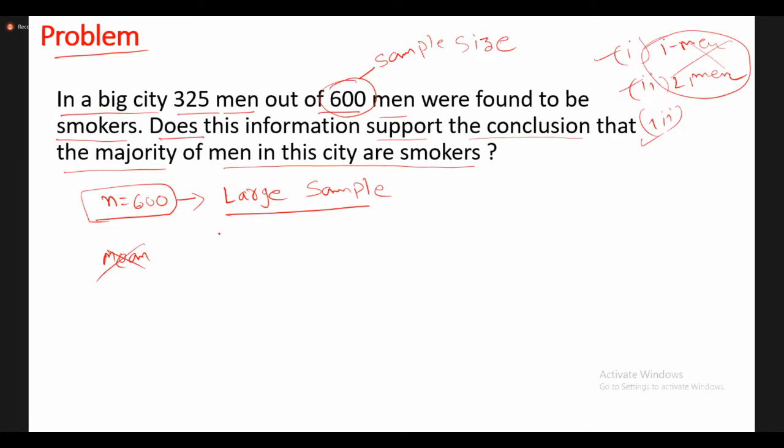Okay, go to proportions. In this question, there is no discussion about the mean. So we'll go to proportions. Proportions means just like probability. Out of 600, 325 are smokers.